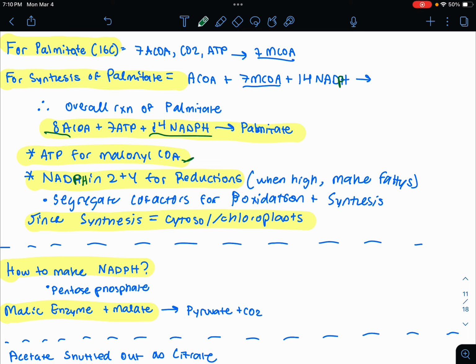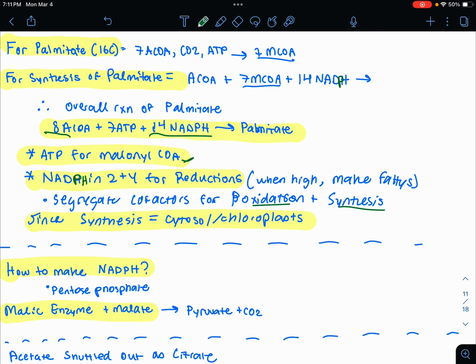All right, so fatty acid synthesis is a cytosolic process. However, in plants, again, this is going to be in the chloroplast. This allows for the segregation of cofactors for beta oxidation and synthesis. And fatty acid synthesis occurs where NADPH levels are high.